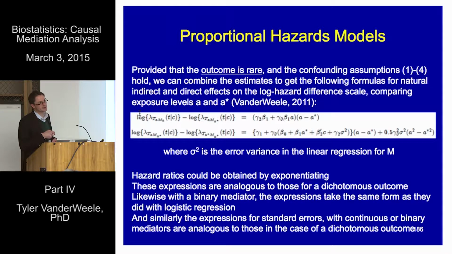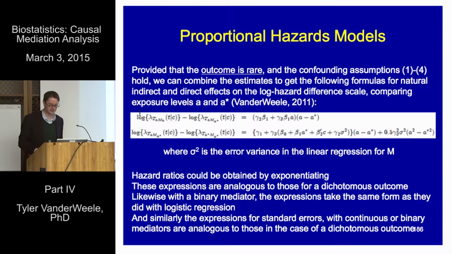And like we had with logistic regression, these analytic formulas only hold if the outcome's rare at the end of follow-up. That's to get the math to work out. And that's also because the hazard ratio, like the odds ratio, is not a collapsible measure.